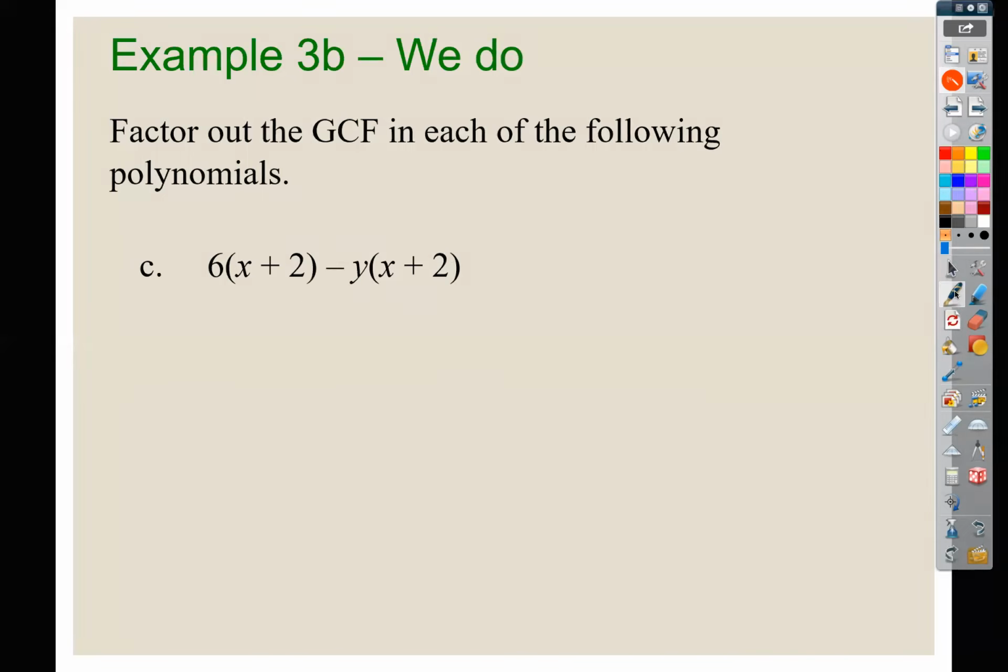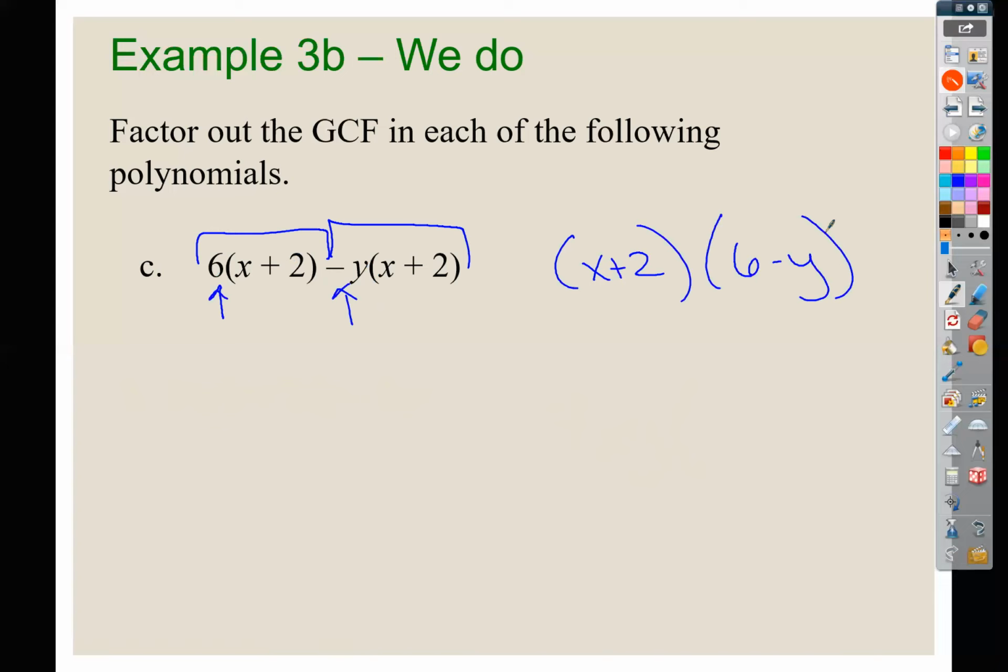All right. Factor out the GCF in each of the following polynomials. So in this one, what do they have in common? So this is one term and this is another term. What do those terms both have in common? They both have an x plus 2 in common. What don't they have in common? So you say what's on the outside, which is a 6 minus y.